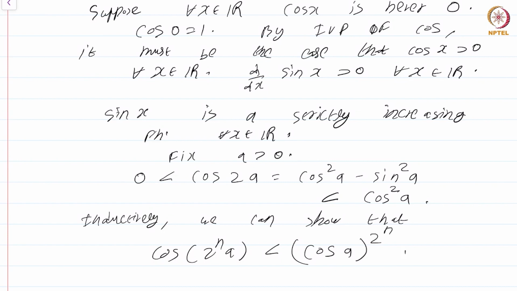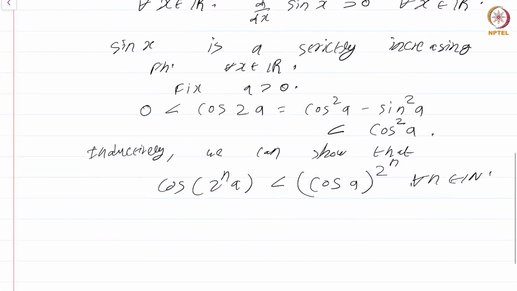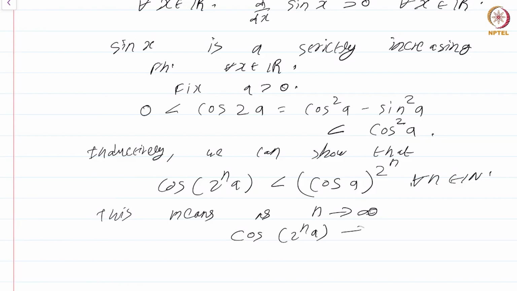Okay, and this will be true for all n in the natural numbers. Just inductively apply the argument that we have given now. Okay, this means as n goes to infinity, cos 2^n a converges to 0.